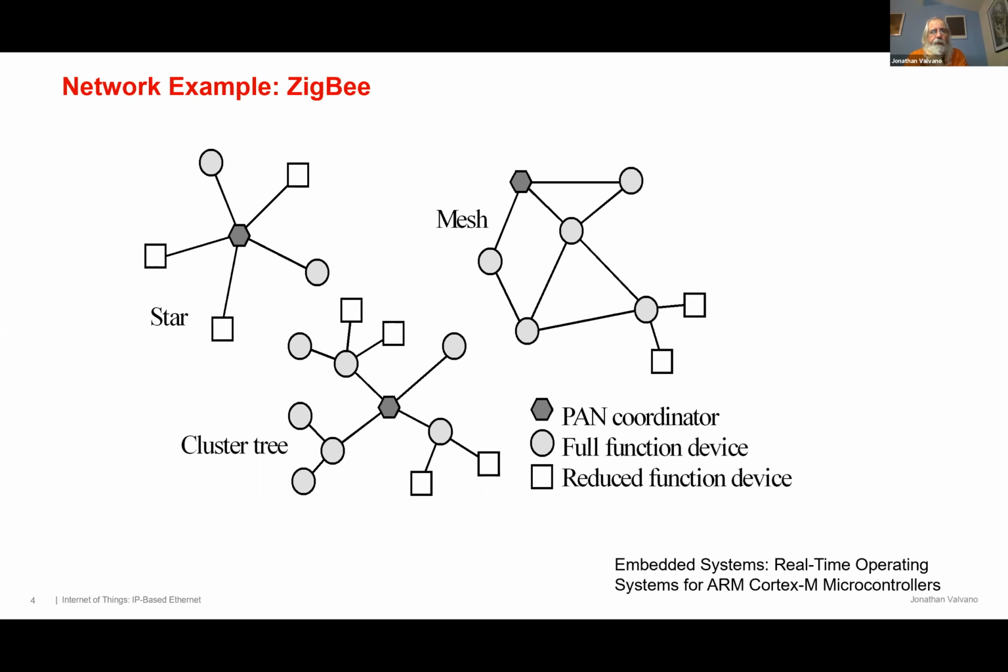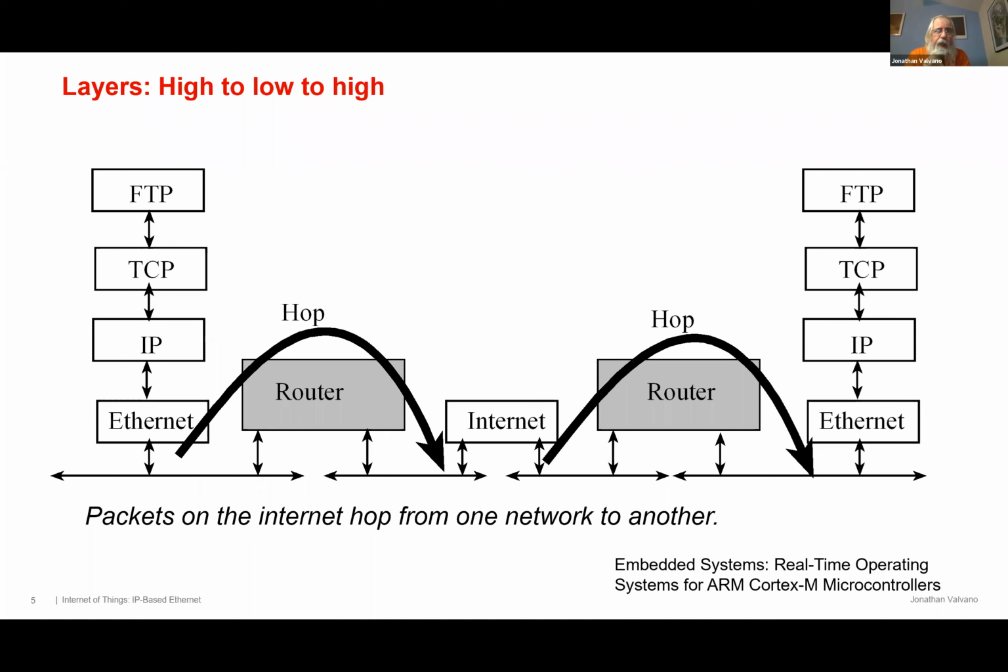The personal area network coordinator was the thing that could connect things together, and depending upon the architecture of the network, we either had a full function or reduced function device, and that was the same protocol. So here's an example of a network: again, a physical media that allows communication and a data protocol. All right, let's talk about Ethernet.